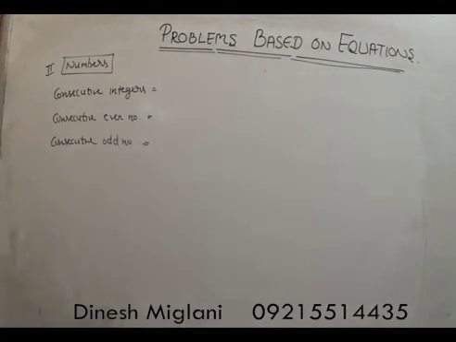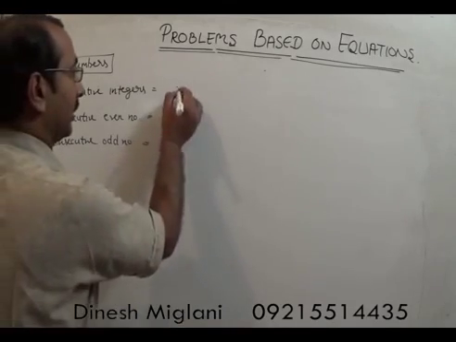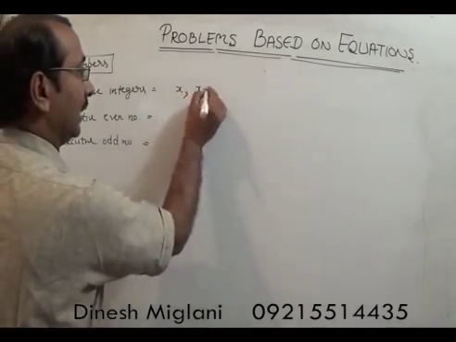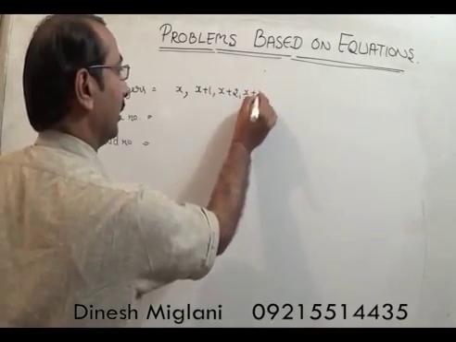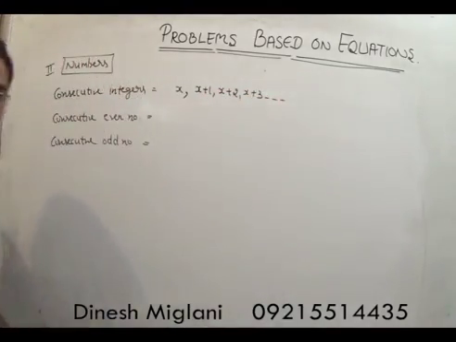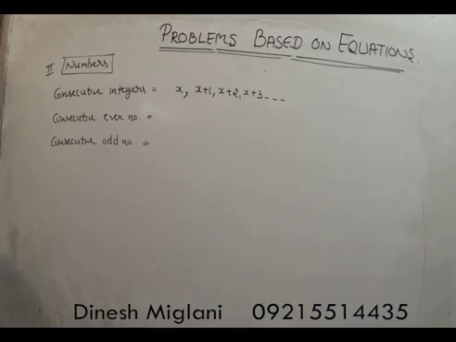to 1. If I assume that my first consecutive integer is x, so next would be x plus 1, next would be x plus 2, next would be x plus 3. So here I can say the difference between two consecutive integers is equal to 1, x plus 1, x plus 2, x plus 3. The process will go on.